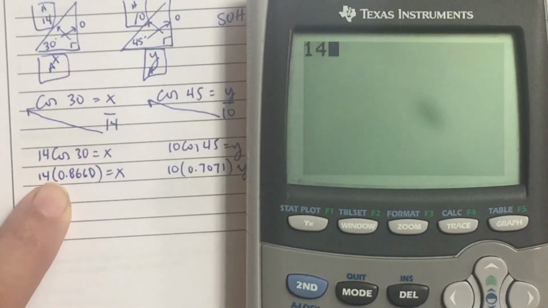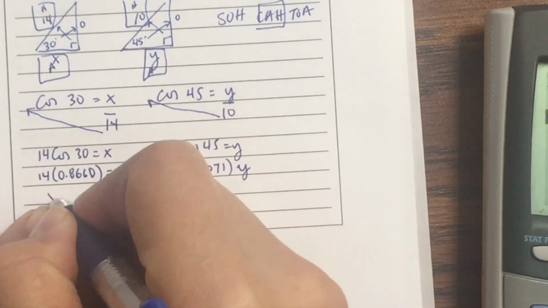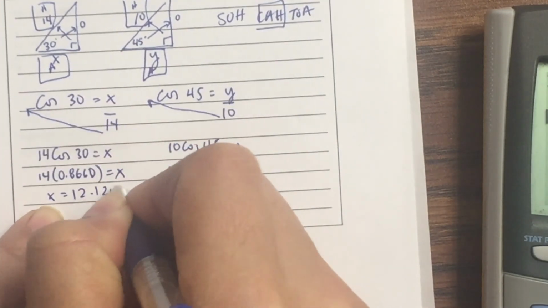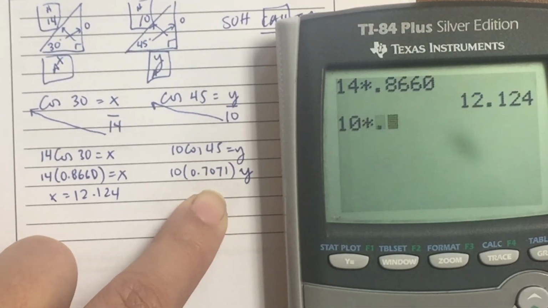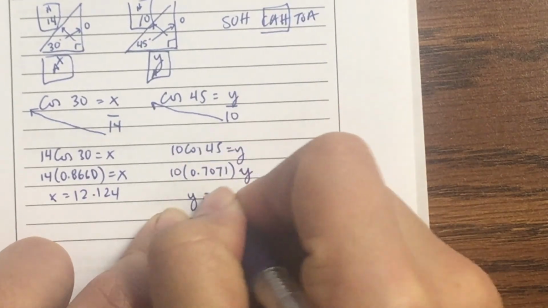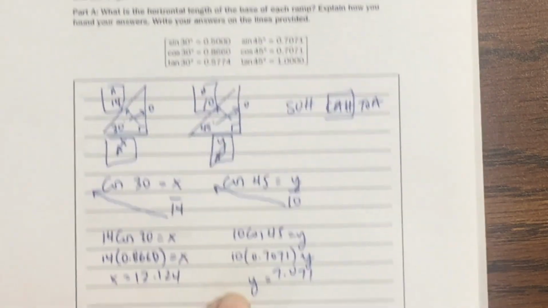So 14 times 0.8660, which is, so X is 12.124. And over here, 10 times 0.7071. So Y is 7.071. All right, now you got to explain all of that in words, okay?